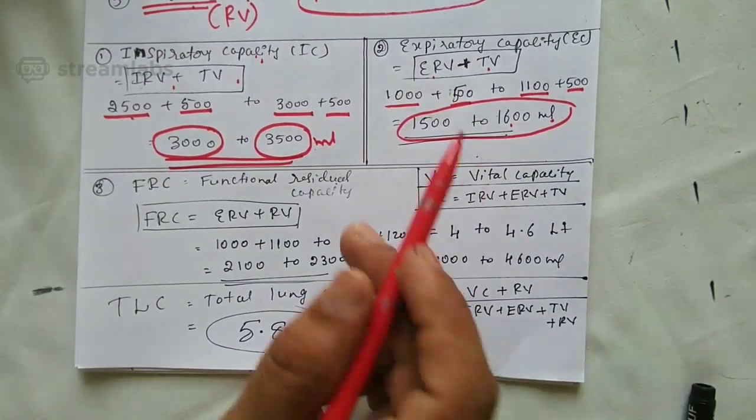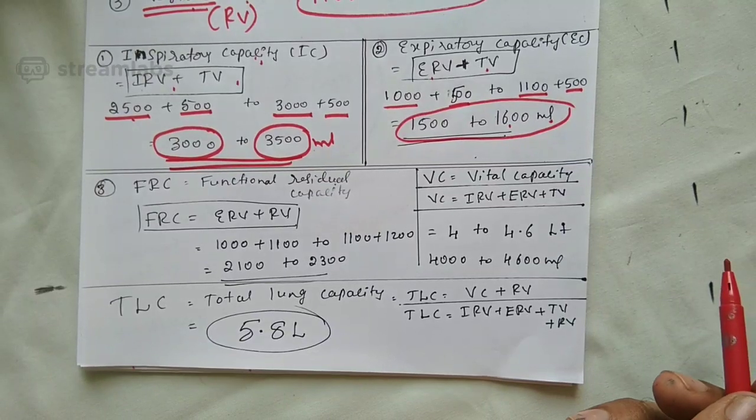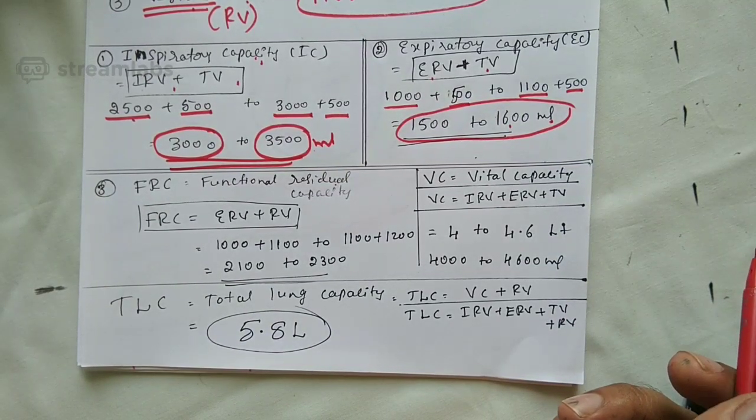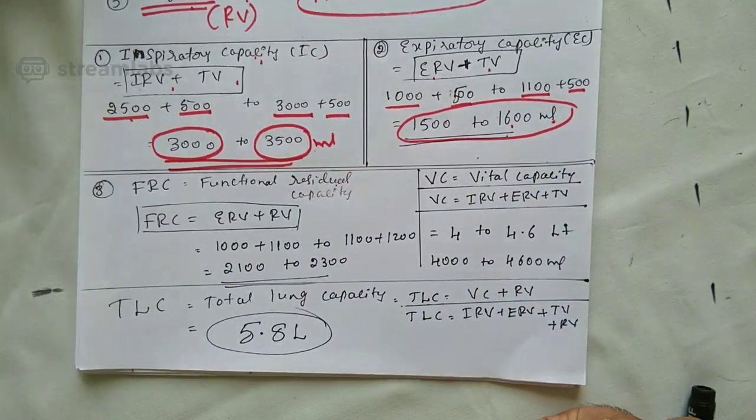So among ERV and IRV, which is more? Yes, IRV is more, and because IRV is more, IC is also more.